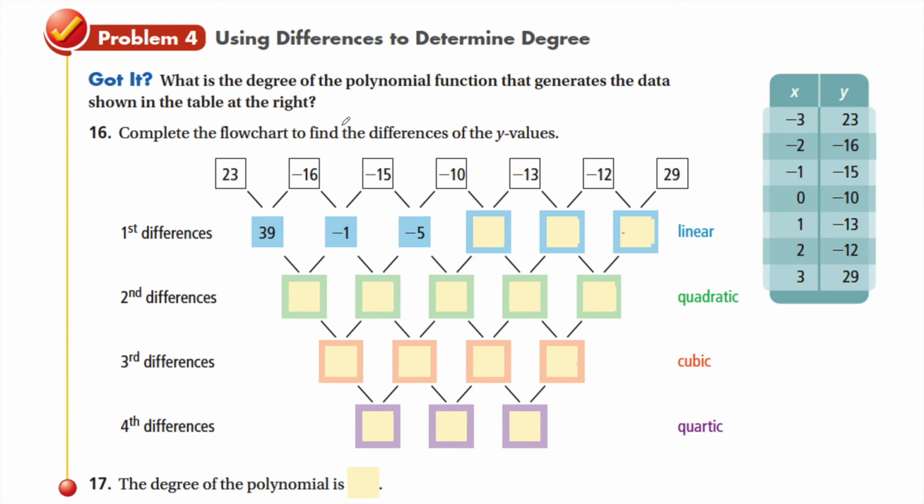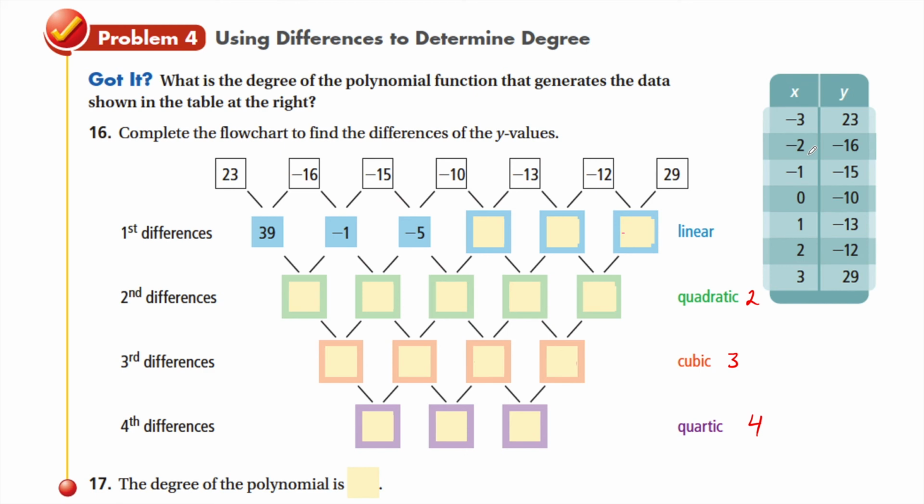Problem number 4. Using the differences to determine degree. What is the degree of the polynomial function that generates the data shown in the table to the right? Given the information that we have right here, trying to figure out whether something is linear, quadratic, cubic, or quartic, quartic being 4th degree, cubic being 3rd, quadratic is squared, and linear is no exponent, that y equals mx plus b form. It would normally be kind of difficult to just look at it and say, this is a cubic function.